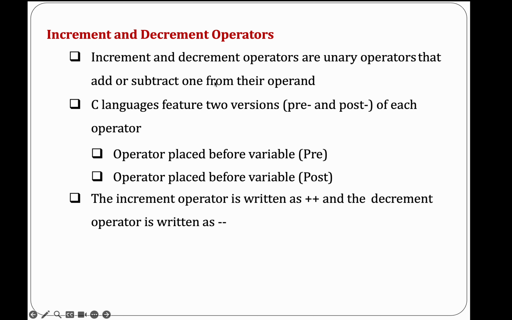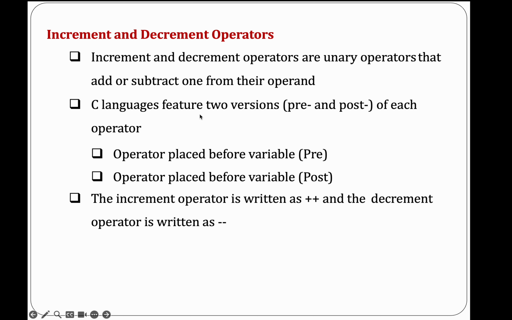That is the first line. Increment and decrement operators are unary operators that add or subtract one from their operand. What is unary? Only one operand will be present in the expression. That is called a unary operator: the operator along with the operand, but the operand should be only one. Binary means the operands should be two.